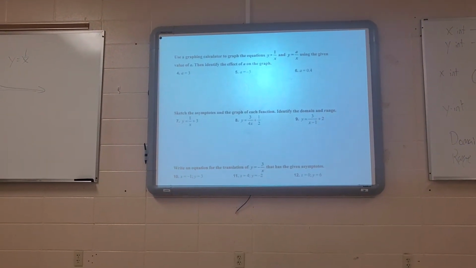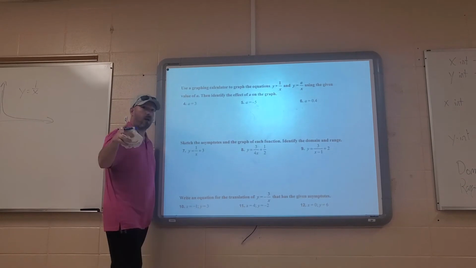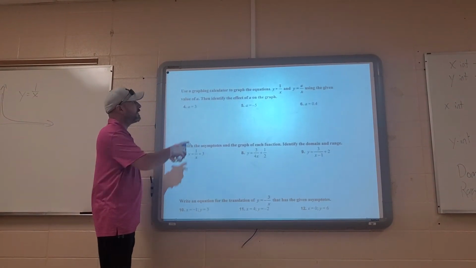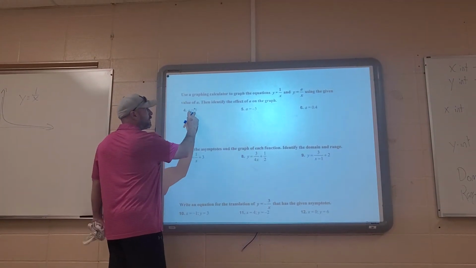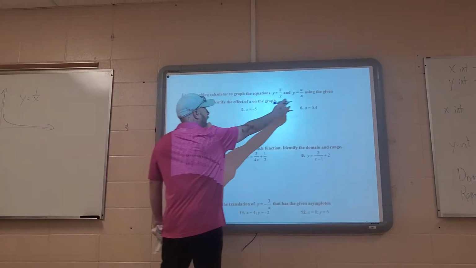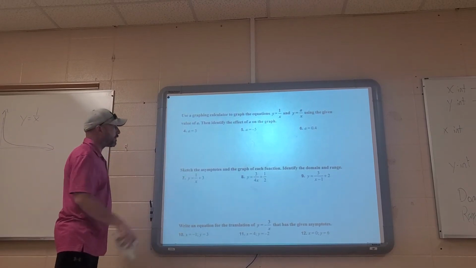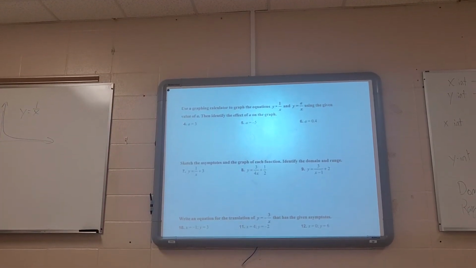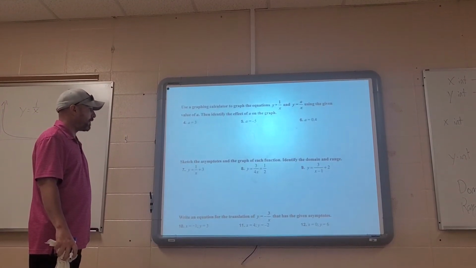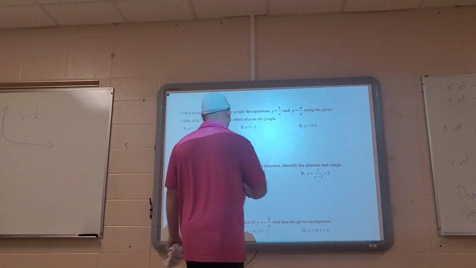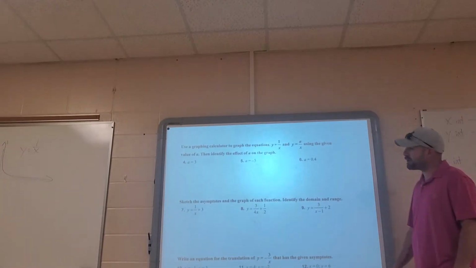So on this one, all I want y'all to do is take your graphing calculator you downloaded on your phone, okay, and graph y equals 1 over x, and then graph this in for A, and see what the differences in the graphs are, okay? And then just describe that right here. All right, and the next one, it says sketch the asymptotes in the graph of each function and identify the domain and range. Okay? So what you're going to do is, you're going to graph these on your calculator, and then you're going to tell me the domain and range.